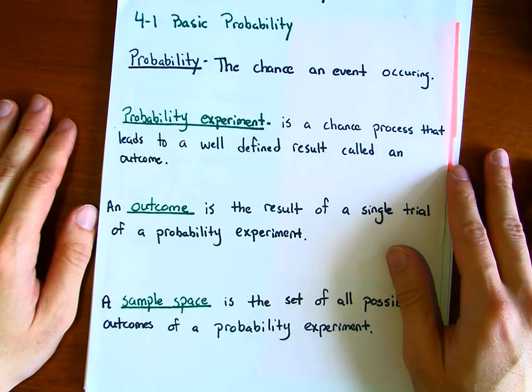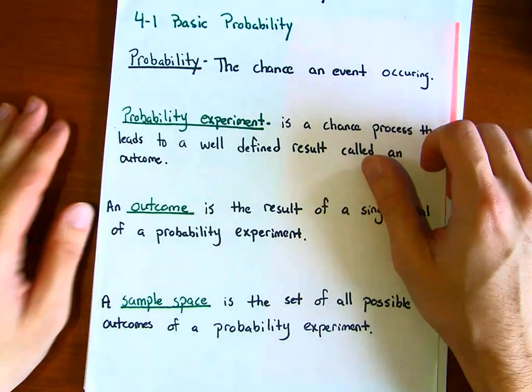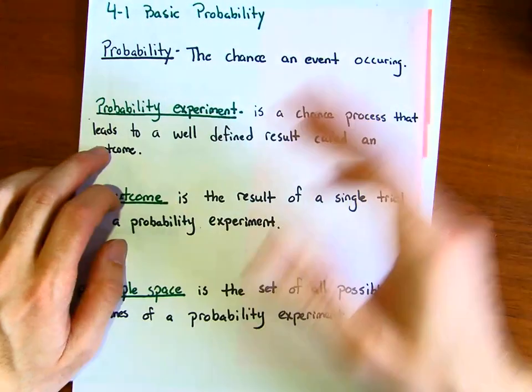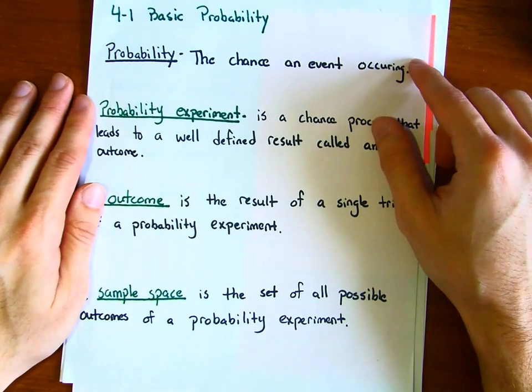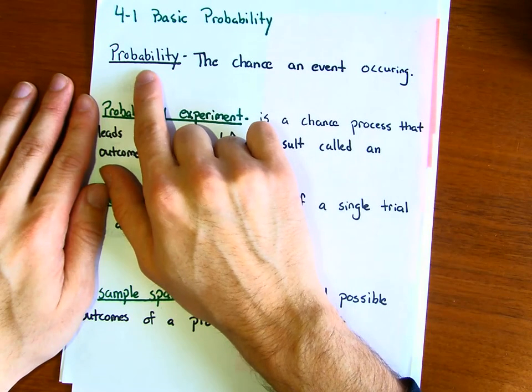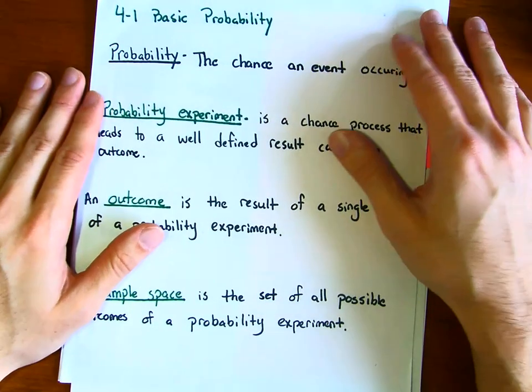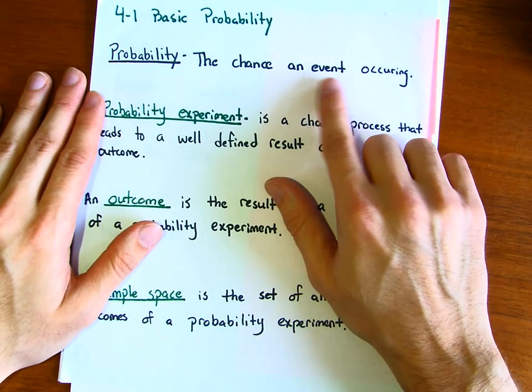So what I'd like you to do is first take a second, pause the video, and copy the first page of notes. So I'll just read them to you guys first. It says here, probability. What is the definition of it? It's the chance of an event occurring.